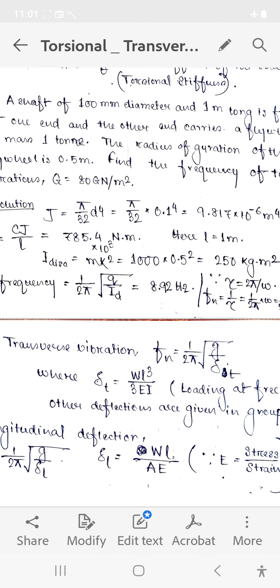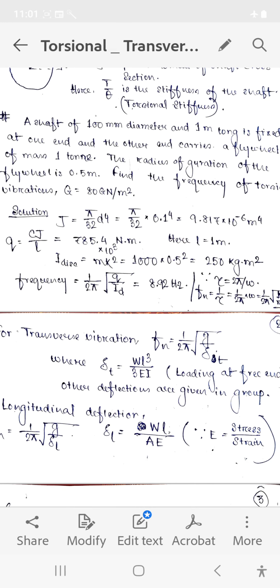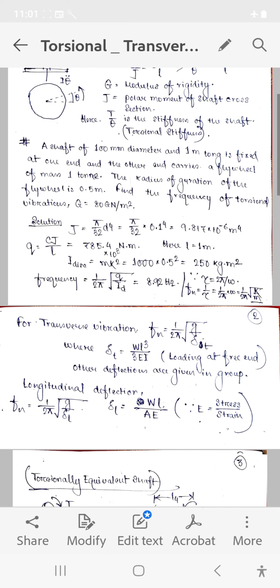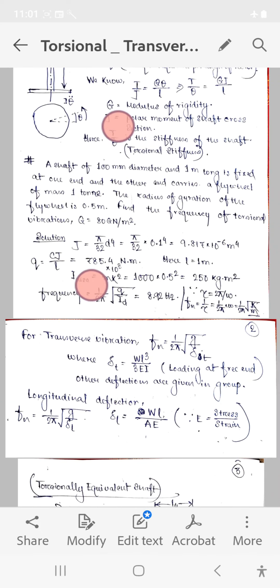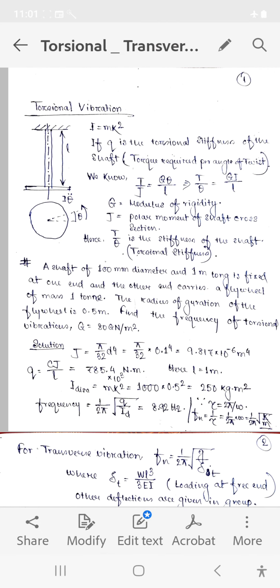Okay, so in case of transverse vibration, frequency will be 1 by 2 pi root under g by delta, since omega is root under g by delta. Delta subscript T I have written, and T denotes the transverse vibration. So by knowing this delta T for the transverse, we can know the loading at the free end. And regarding different types of loadings, what will be the deflection, I might have circulated one thing in the group also.